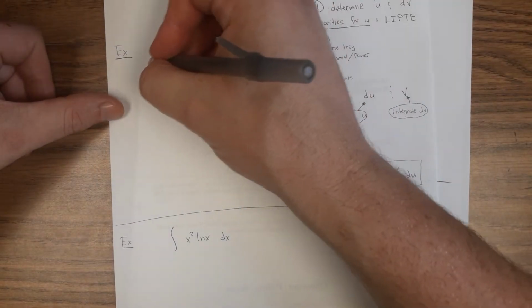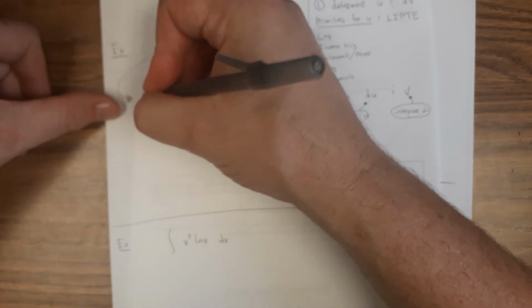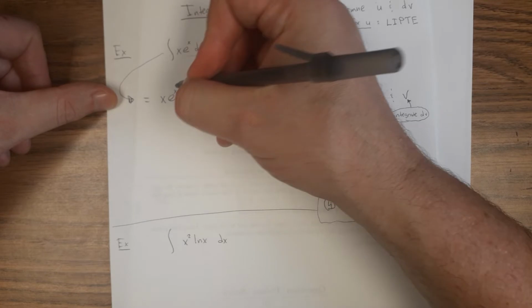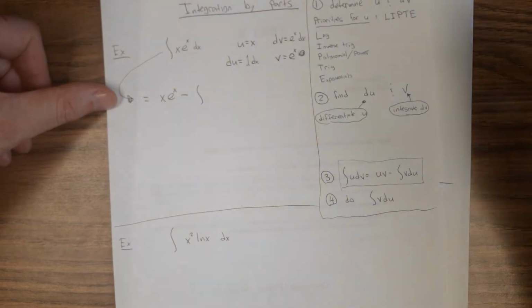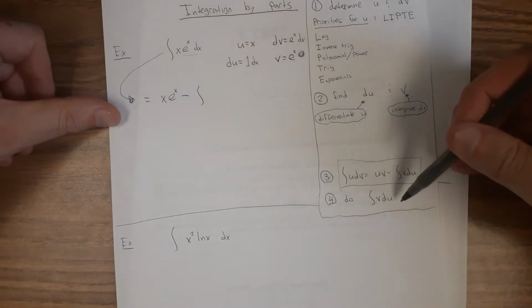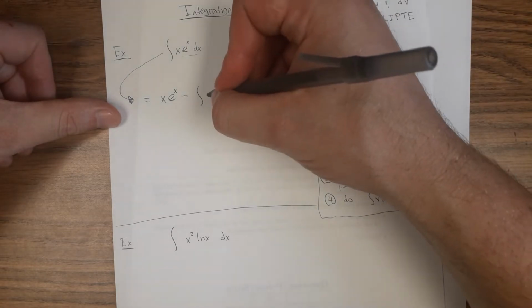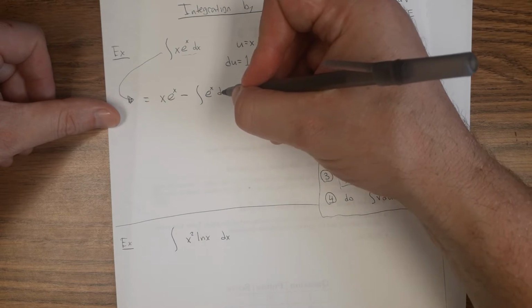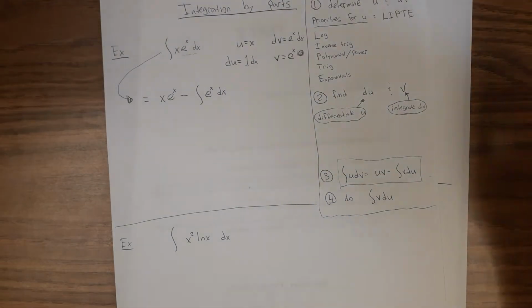So this integral that I started with is equal to u times v, so that's x times e to the x, minus the integral of v du. So v was e to the x, and du was just 1 dx. I won't write the 1. So we're there.